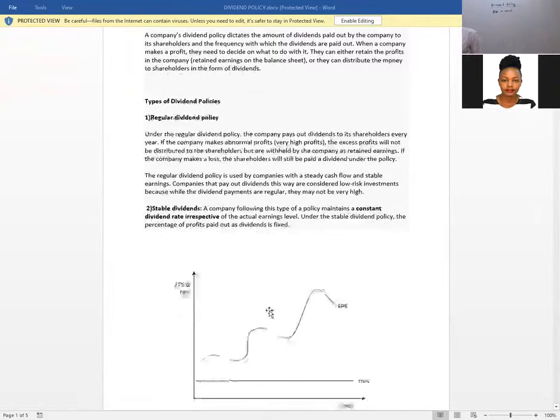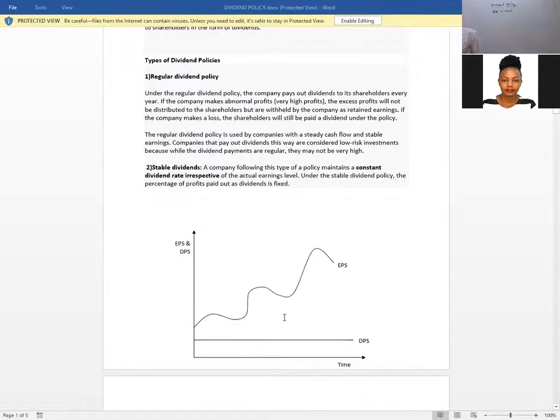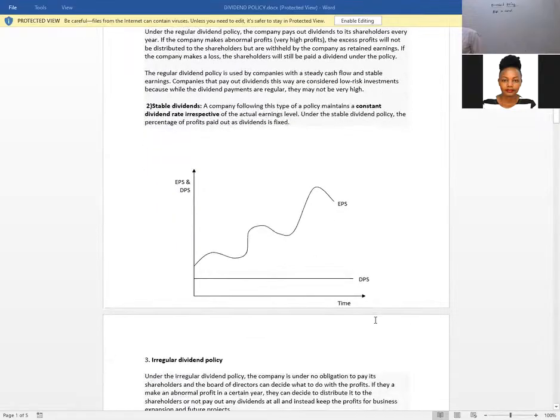So at the end of the day, ladies and gentlemen, look at the DPS. Under stable dividends, we have a constant dividend rate irrespective of the actual earnings level. Under the stable dividend policy, the percentage of profits paid out as dividends is fixed. Actually, this is not the proper graph for this. Allow me to explain this a little bit.